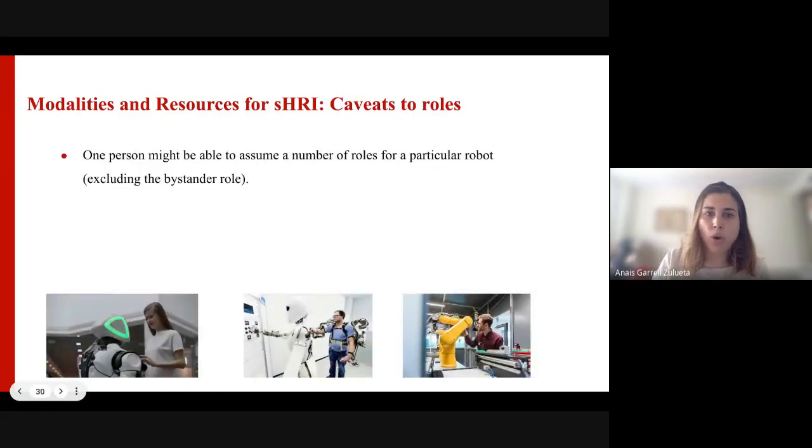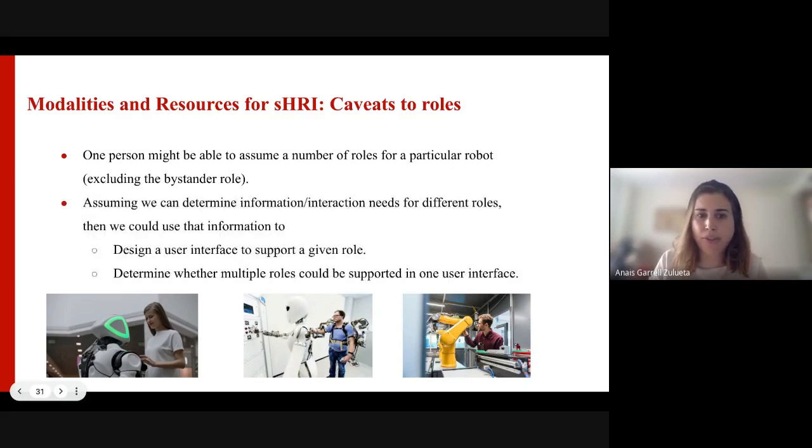Some keywords for roles. Basically, one person might be able to assume a number of roles for a particular robot, as I said before. But the bystander only plays the role of bystander, because if the supervisor takes the role of bystander and we are evaluating their behavior, we will have a bias problem. So all the volunteers that you pick are required to not have any previous participation in the project.